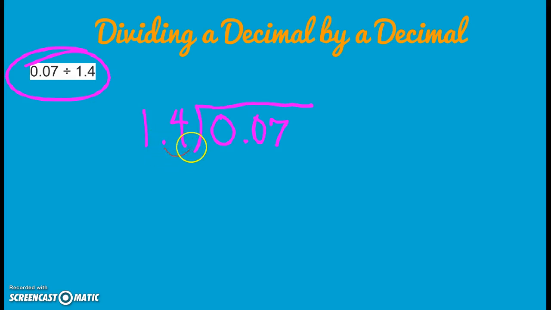I simply move my decimal point back one place value so that I now have the whole number 14 out front. But since I did that to my divisor, I also have to do it to my dividend. So we're going to move our decimal place back one place value. So now I am ready to divide.